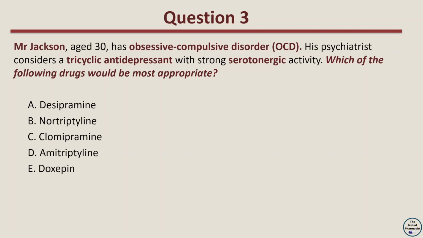Question 3. Mr. Jackson, aged 30, has obsessive-compulsive disorder, also known as OCD. His psychiatrist considers a tricyclic antidepressant with strong serotonergic activity. Which of the following drugs would be most appropriate? Option A, desipramine. Option B, nortriptyline. Option C, clomipramine. Option D, amitriptyline. Option E, doxepin.